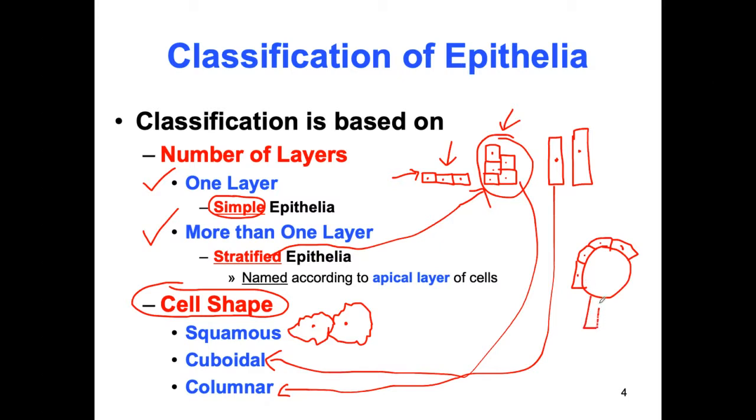Or we can have cells going around it that look like this, like columns, okay? So when we name it based on the apical layer, we find the lumen, which is that gap or the hole or the space, and then we find the cells that are just adjacent to it, okay? And that's what we're using to look at the number of layers and the shape.